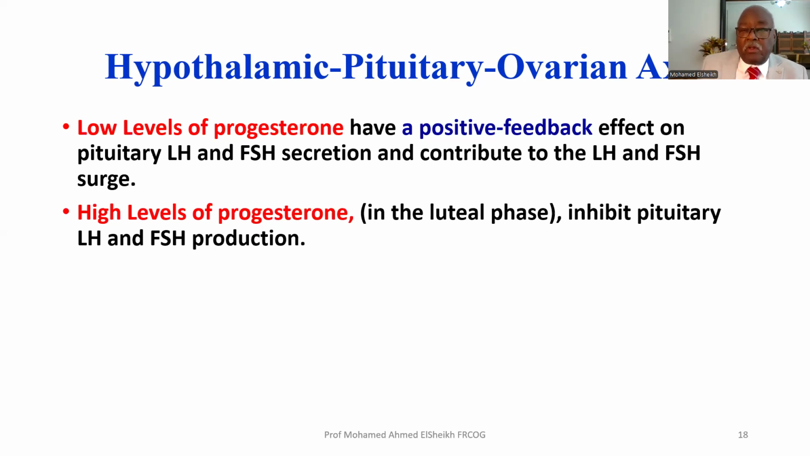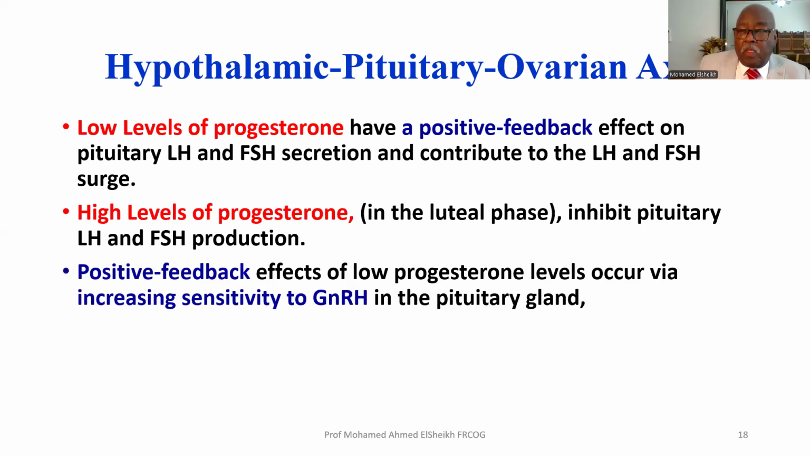So initially it leads to an increase in LH. When it becomes high level, it inhibits the pituitary from producing more FSH and LH. The positive feedback effects of low progesterone levels occur via increasing the sensitivity to GnRH in the posterior pituitary. Sorry, in the anterior pituitary.